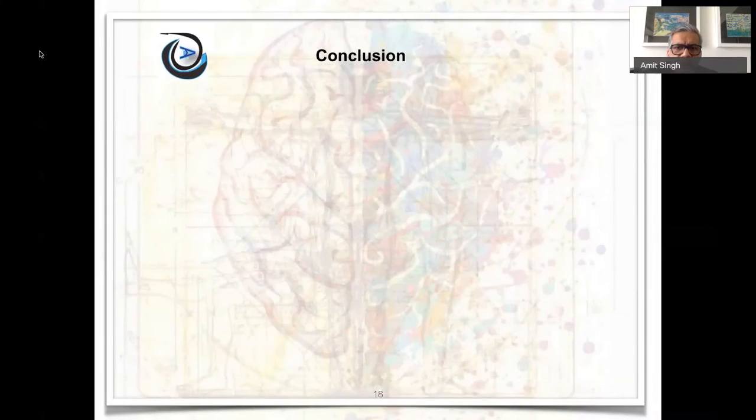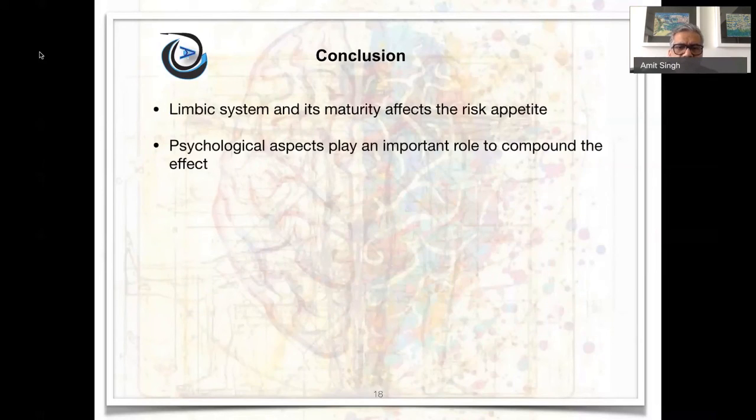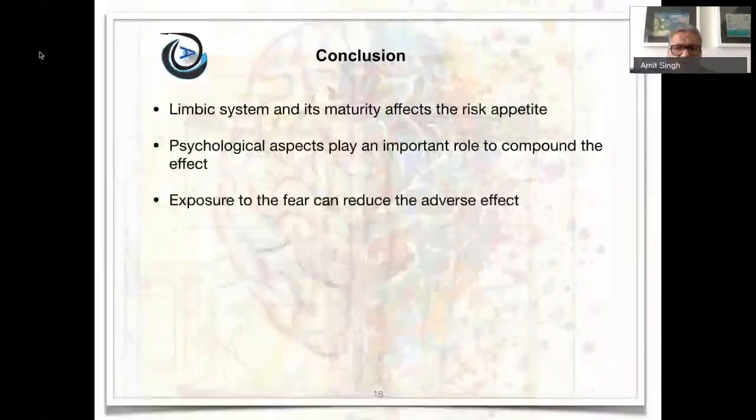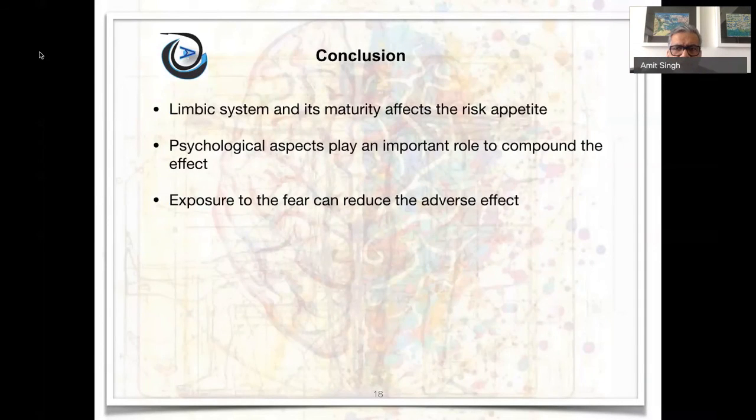To conclude the presentation, I would like to say that the limbic system and its maturity affects the risk appetite, as we have seen with the maturity of the amygdala. Psychological aspects play an important role to compound the effect. Exposure to fear can reduce the adverse effect. Cognitive behavior therapy introduces the fear from a low level gradually, and keeps on exposing it to you so that over a period of time you get used to it.